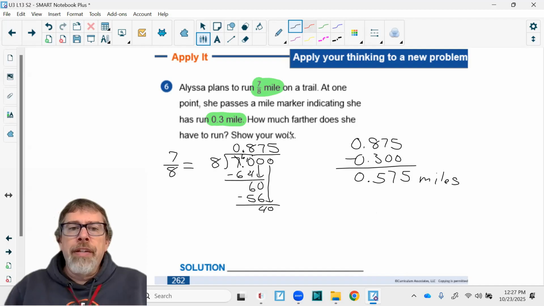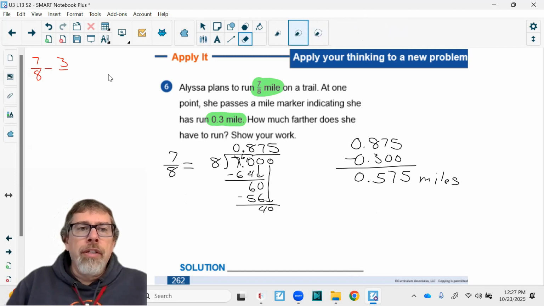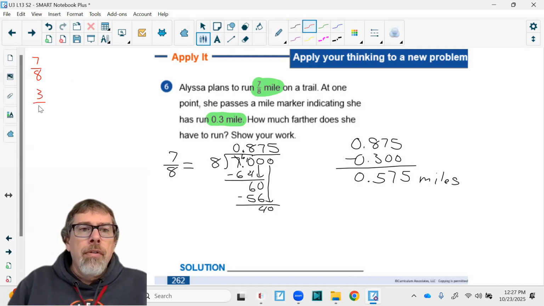Another way we could have done that is convert the 3/10 of a mile into a fraction. So then I'll do it up here. 7/8 minus 3 over, actually, let me do it vertically so I can write next to it the conversion. So we're subtracting 3/10 from 7/8, but I can't unless I have common denominators. So I'm going to make this 80.